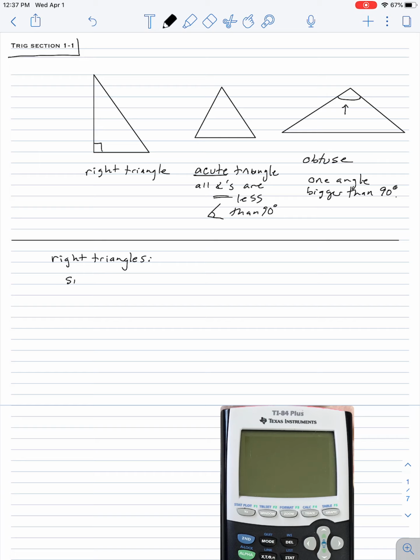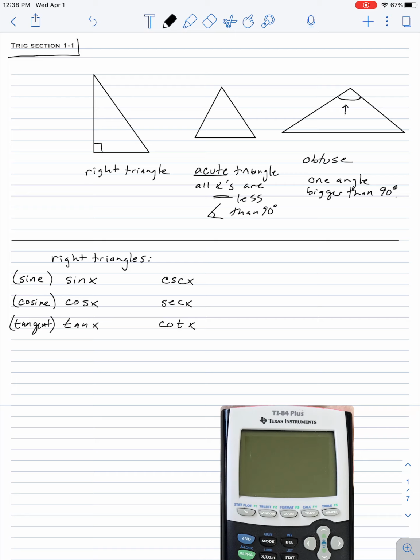The first one is the sine of x. We'll look at the cosine of x. We're going to look at the tangent of x. And then we're also going to look at the cosecant of x, the secant of x, and the cotangent of x. Now I'm going to write these out in English so you know how to say them. This is sine, that's how you say that. This is cosine. This is tangent.